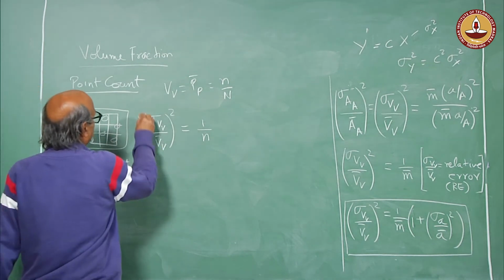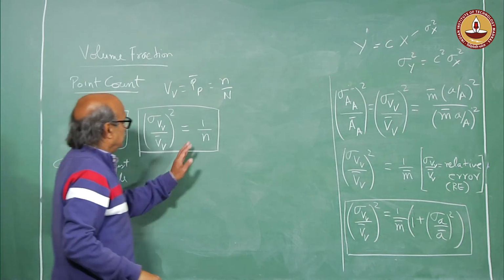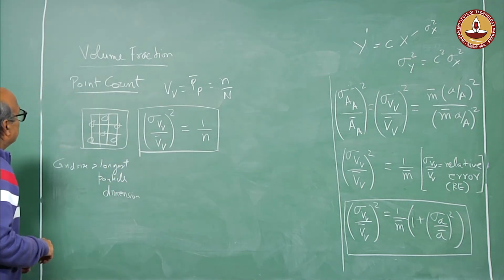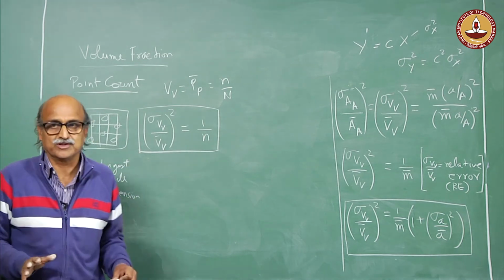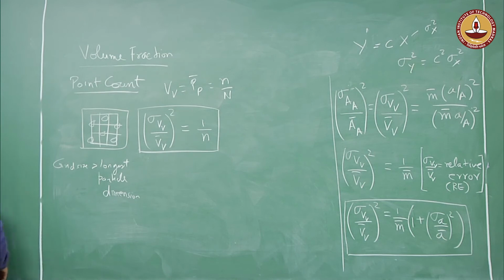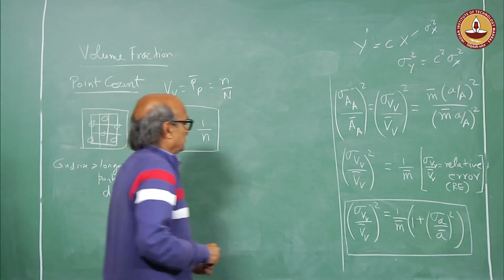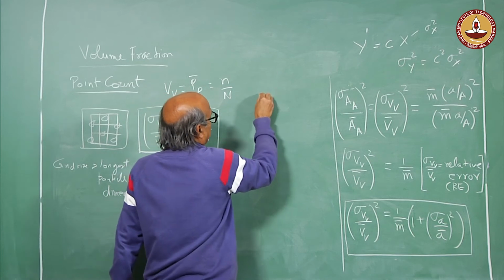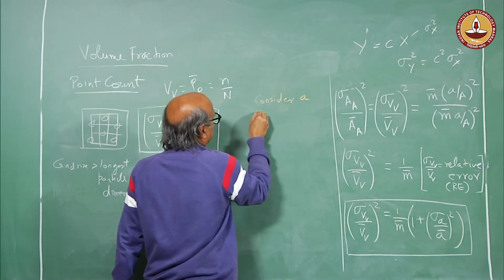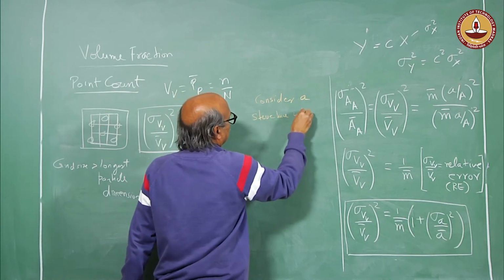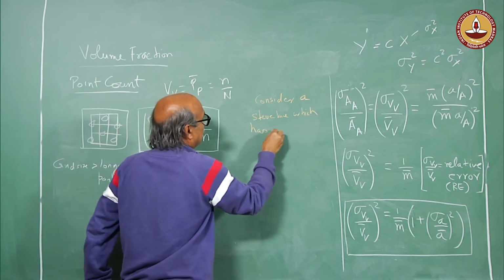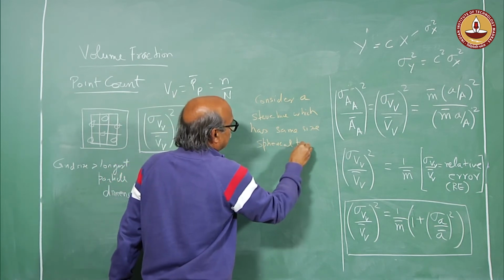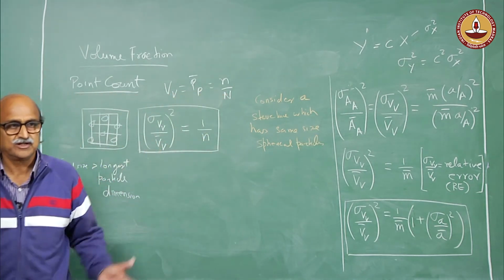Now, let us compare these two results and then decide which is the method I should use for estimating volume fraction. In order to do this, let us consider a structure which has same size spherical particles. In the 3-dimensional structure, I have the same size spherical particles.